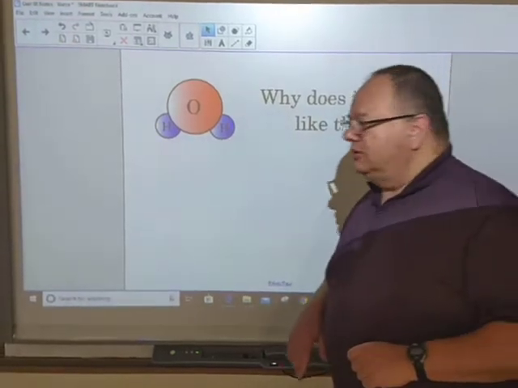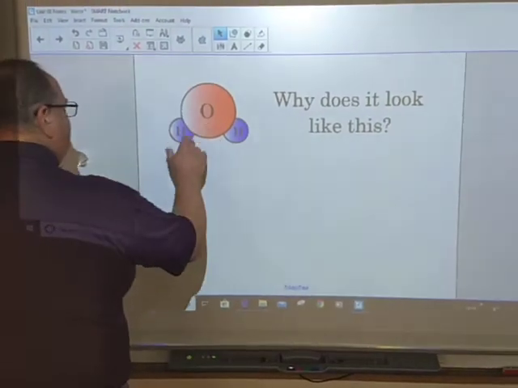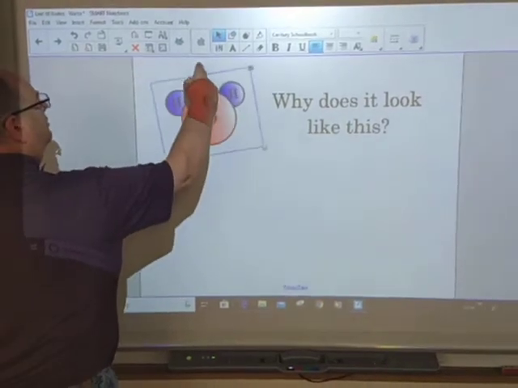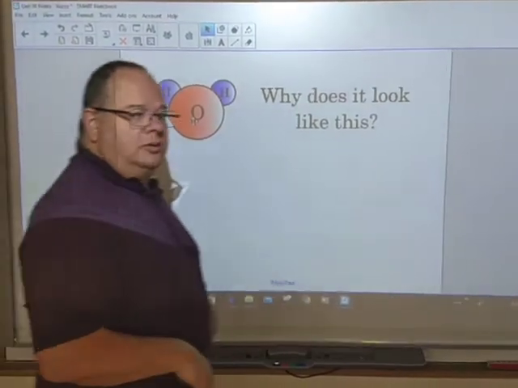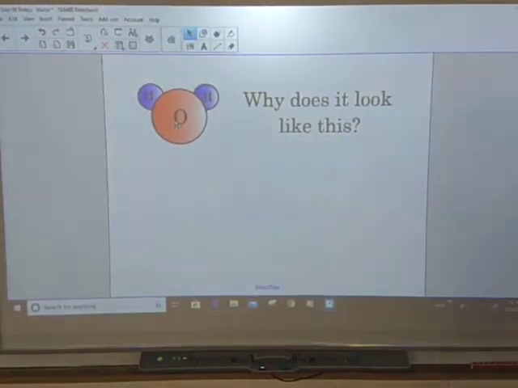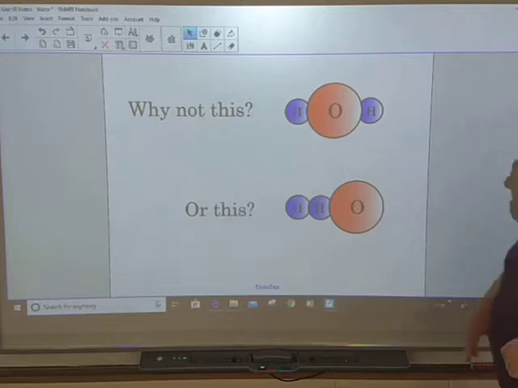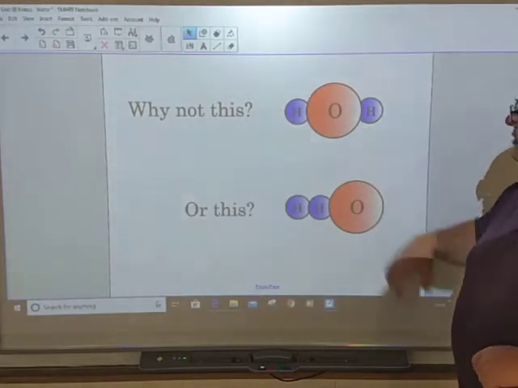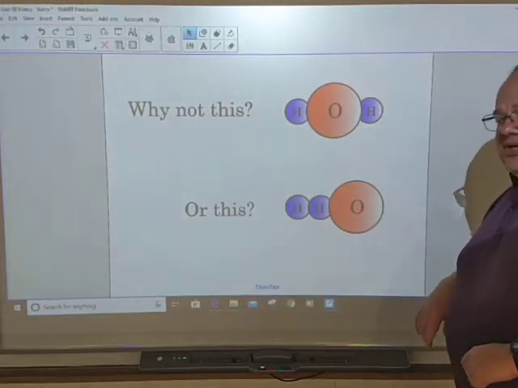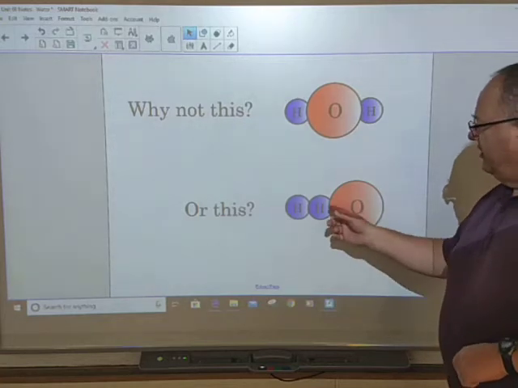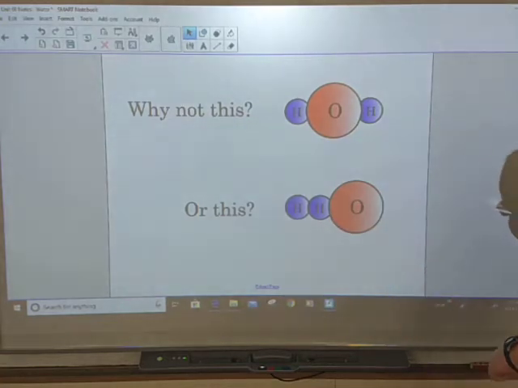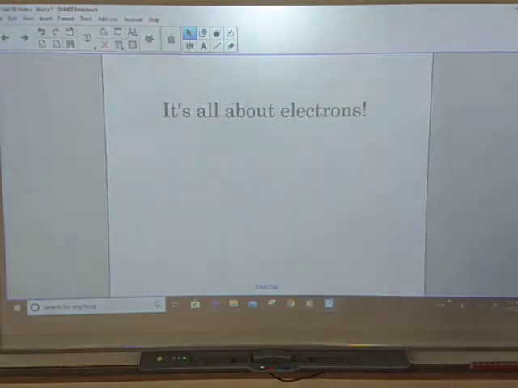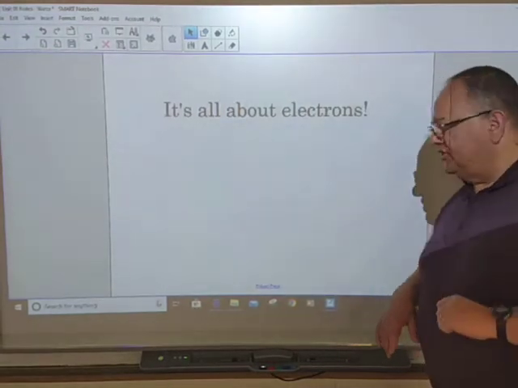So, why? Why does it look like this? Or like this? That's our question. And we're going to have to get into the chemical bonding for that. Why doesn't it look like this with the ears on the side of its head? Or why don't we have the hydrogen in the middle and hydrogen and oxygen on the outside? So it's about what's happening with electrons.